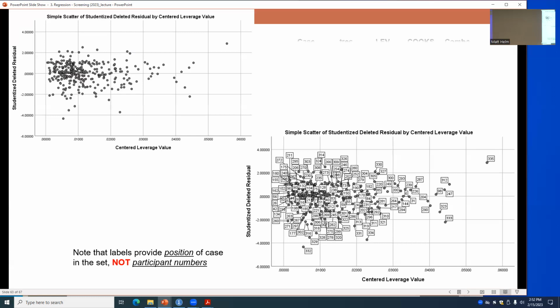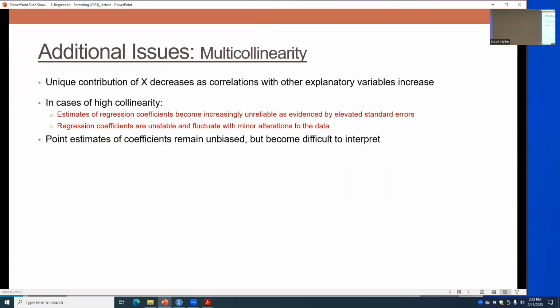Okay. All right, last thing we're going to talk about here, multicollinearity.